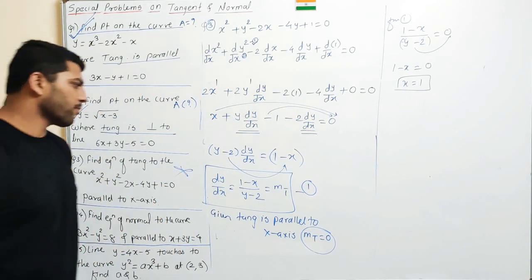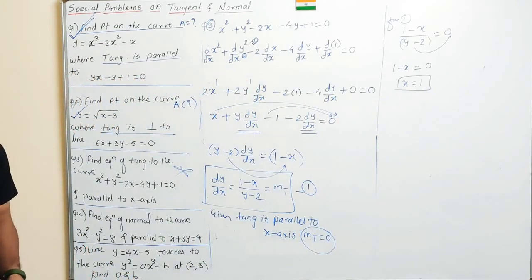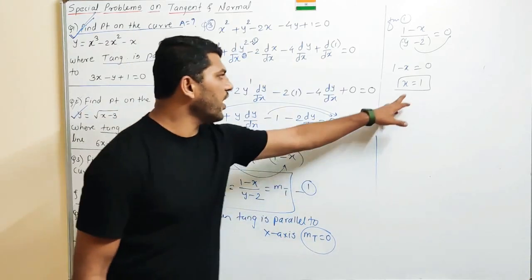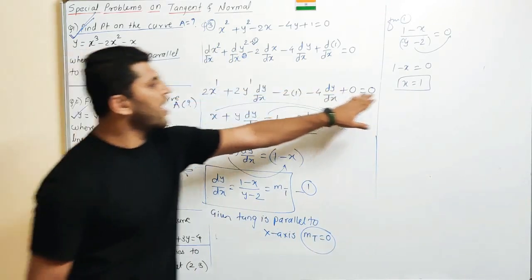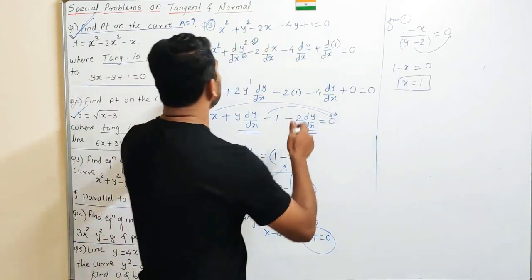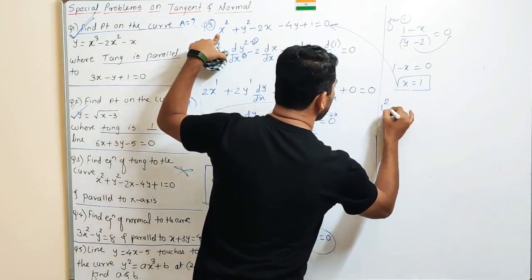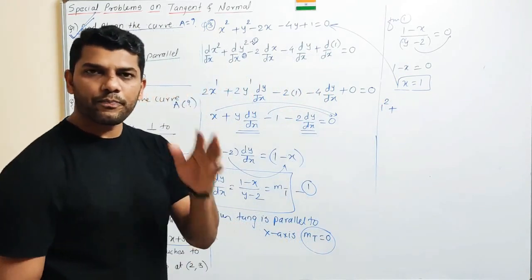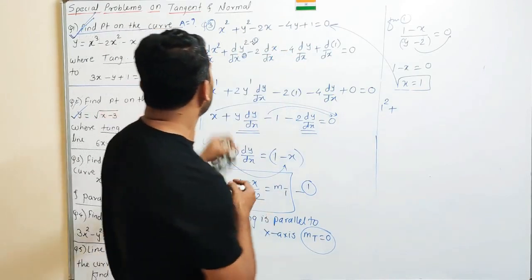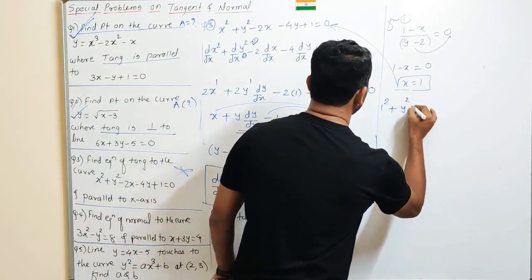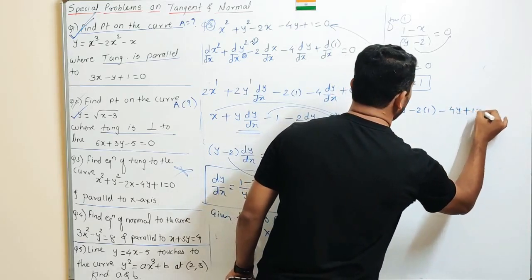The next thing is, since we got x equal to 1, they want the equation of the tangent. For that, let's find the value of y. Since this point lies on the graph, you can substitute x equal to 1 in this equation. As we already discussed, if a point lies on the graph, it must satisfy the equation of the graph. That's why I am substituting x equal to 1 here. This is 1 square plus y square minus 2 into 1 minus 4 into y plus 1 equal to 0.